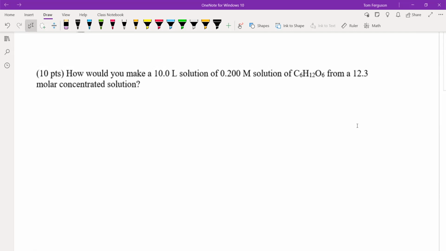Okay, so the previous problem, we looked at creating it from dry ingredients. Now we're going to make it from concentrated solution. We're going to dilute it. So this would be a dilution problem. So the first thing is to figure out how much of the concentrated solution we need. And so the moles are going to be the same for both the concentrated one and the dilute one when we add them in together.